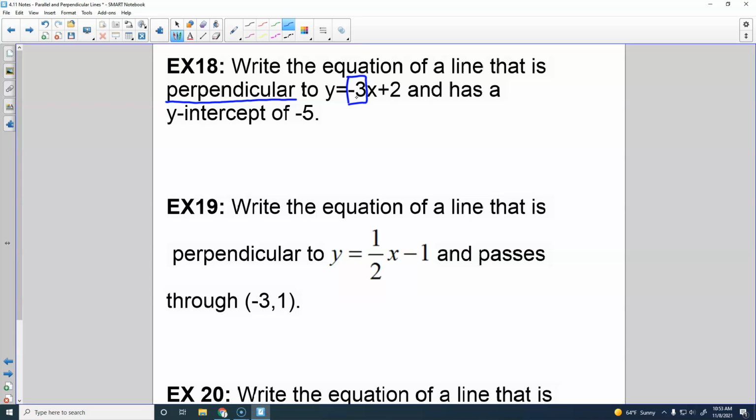Not 3. We got to take -3 and make it a fraction, so we put it over 1. And then once we've made that a fraction, we're going to have to flip it and change the sign. So we'll get +1/3. So this is our slope, our perpendicular slope. So the equation is going to be y equals 1/3 x minus 5.